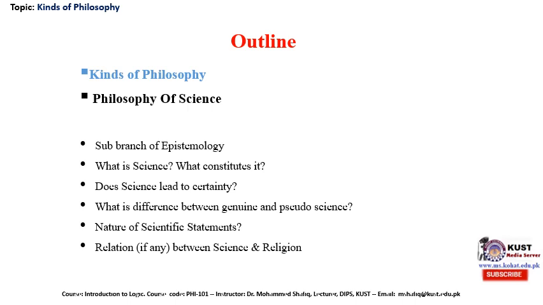Basically, philosophy of science is a sub-branch of epistemology, epistemology being the study of knowledge. It concentrates upon the epistemology of science. How do we get knowledge of science? What are the sources we use while gaining knowledge in science? The questions philosophy of science tries to deal with are such as, what is science? What basically constitutes science?